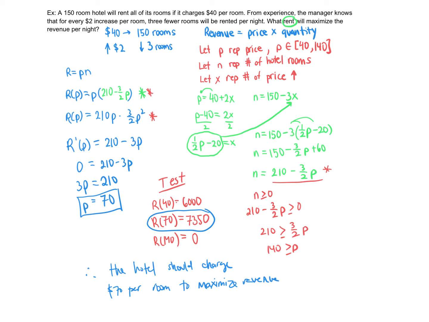Our restriction came partly from the word problem itself, partly from our equation for the number of hotel rooms. The lowest the price could be was 40 because we don't have enough hotel rooms to drop the price and increase that demand. And the highest the price could be would result in the number of hotel rooms being 0. So I created this little inequality saying that the number of hotel rooms had to be greater than or equal to 0, isolated for P, and I got that P has to be less than or equal to 140. And then we were able to do our test values. And there it is. So let's try one more example.